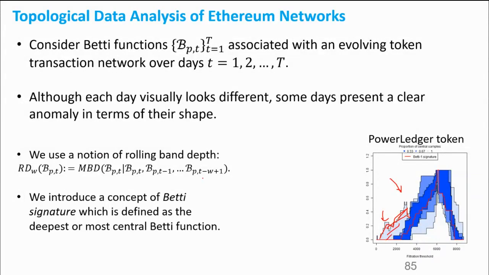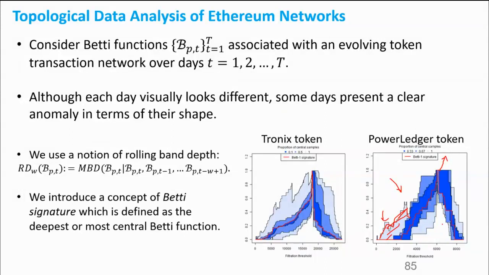So we use a notion of rolling band depth to quantify this information. We say we are going to create a Betti signature, which is defined as the deepest or more central Betti function. In this case, this red line here is the deepest Betti function, and we will call it a Betti signature. This was for the Power Ledger token. Then we have the Tronix token. And you see how the shapes are different and the signatures are also different.